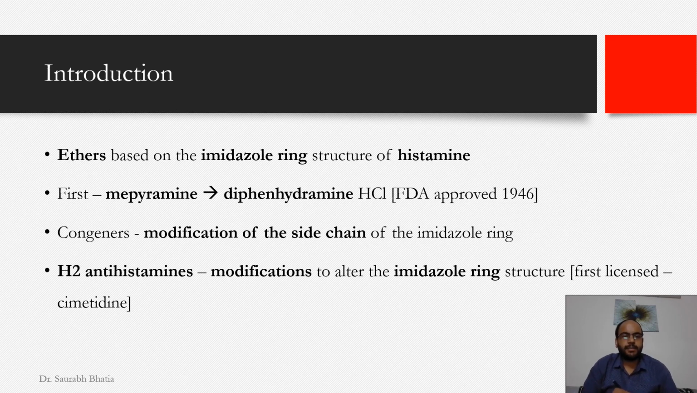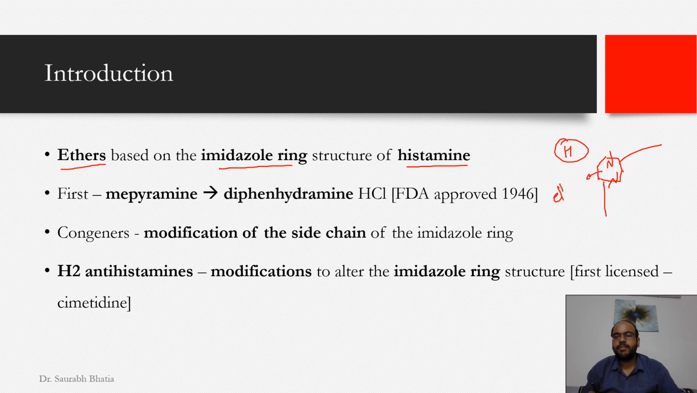Now, what are antihistamines? Antihistamines are ethers which are based on the imidazole ring of histamine. So you have histamine and it has a ring structure. I'll show you the structure in the next slide. It has a ring structure, and the modification of the imidazole ring, when it leads to formation of different ethers, you have antihistamines. Okay, the first antihistamine to ever be made was mepyramine.